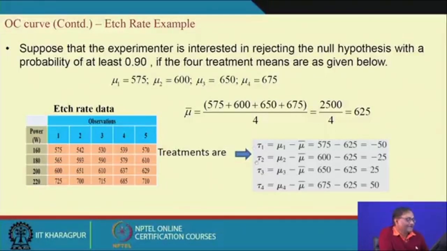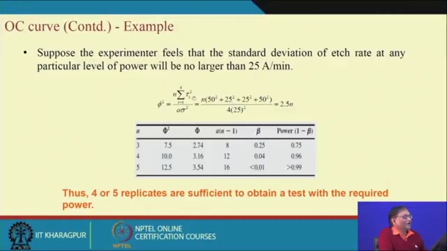So, given this tau 1, tau 2, tau 3 and tau 4, you are in a position to compute the sum of tau i square. A is known, A is 4, sigma square is given, which is 25 angstrom per minute. Then phi square comes as phi square equal to 2.5 n.